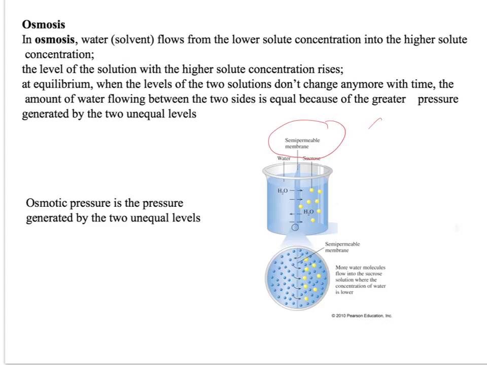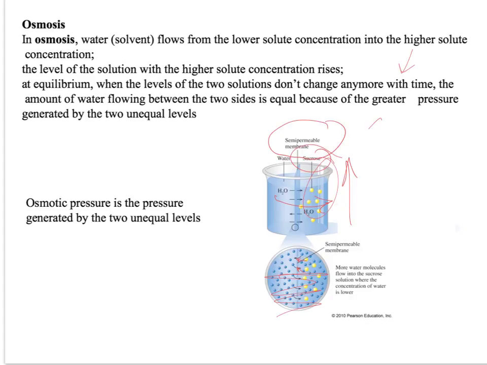The solute, the sucrose, is too big. It won't fit through these little holes here. And that's okay because what's happening is water's trying to pass through anyway to even out the concentration. What happens, the level of the solution with the higher solute concentration, this side, actually will rise because water is moving over from the left to the right-hand side. And at equilibrium, eventually when you reach it, the levels of the two solutions will no longer change. They will be off, but they will no longer be changing.